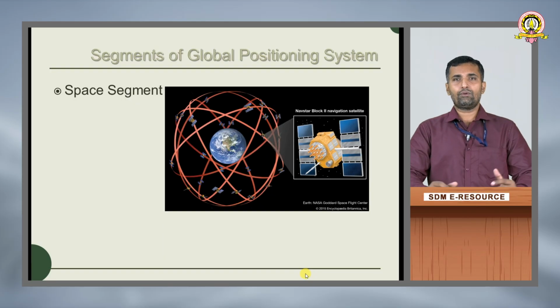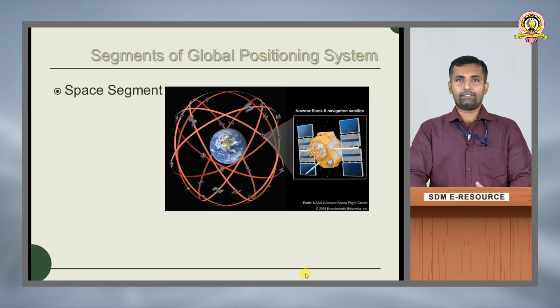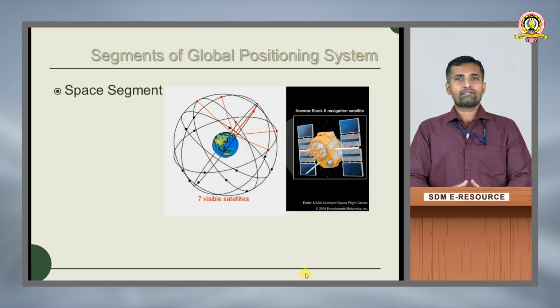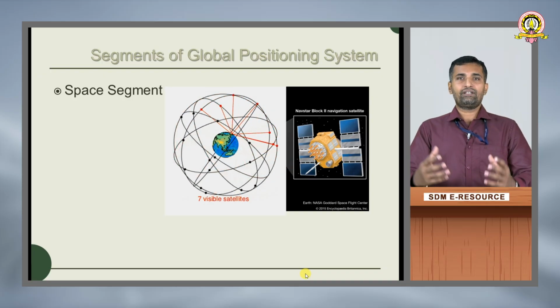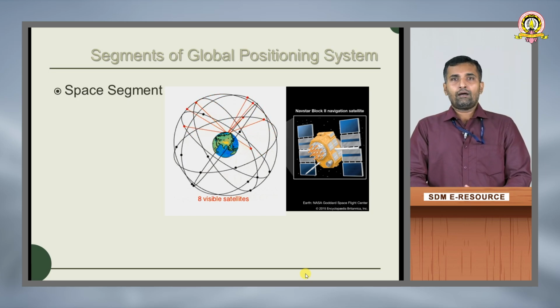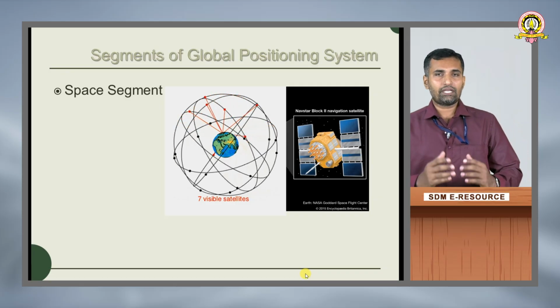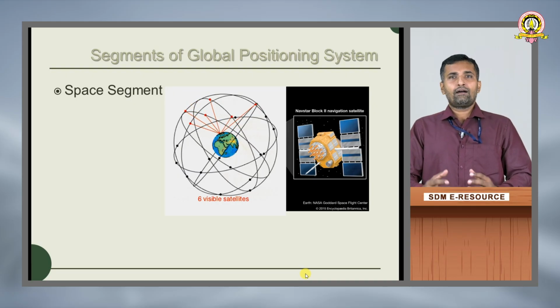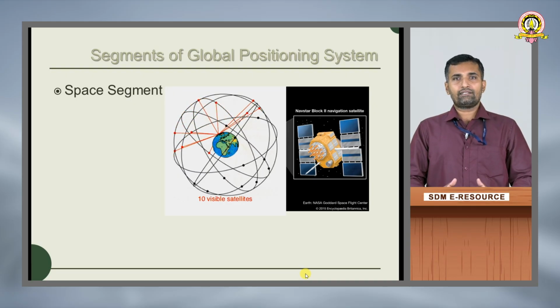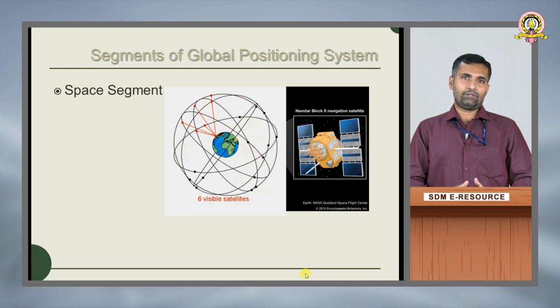The space segment includes 24 satellites orbiting around the Earth in 6 different orbital planes. That means in each orbital plane there will be 4 satellites. The orbital planes of these satellites are inclined at 60 degrees with respect to the equator, and are arranged in such a way that at any time, signals from 4 satellites are available to a person anywhere on the globe.